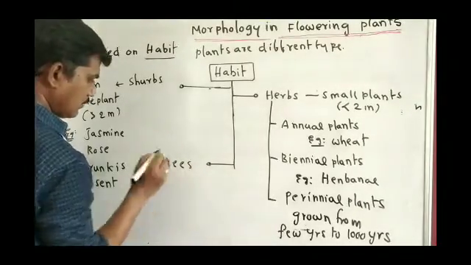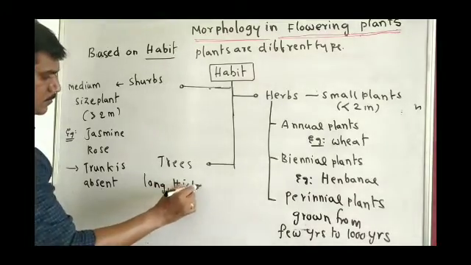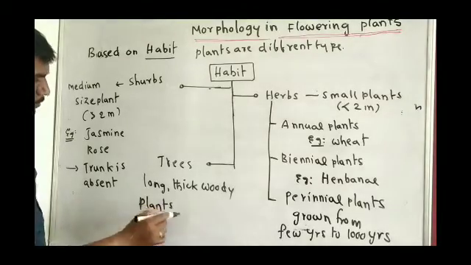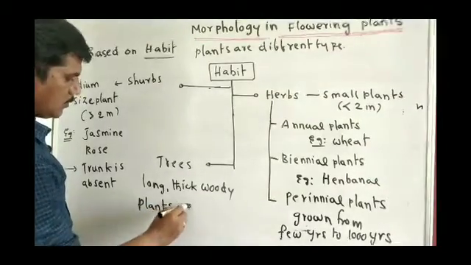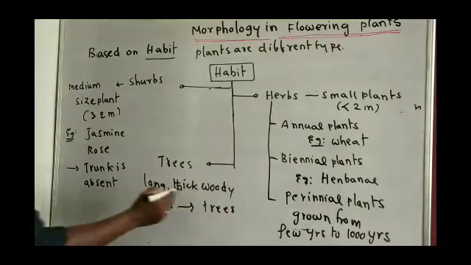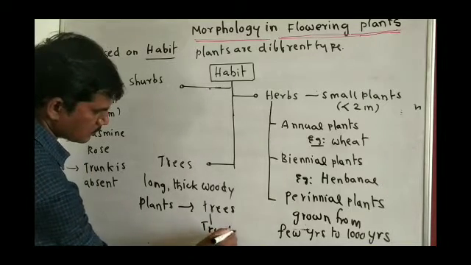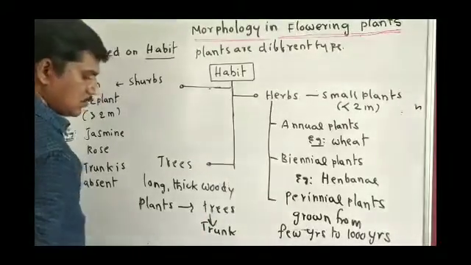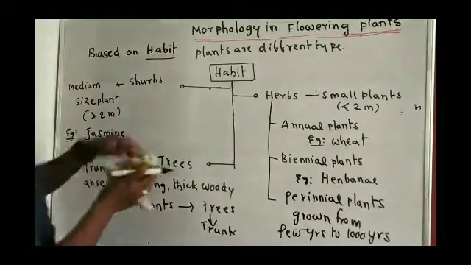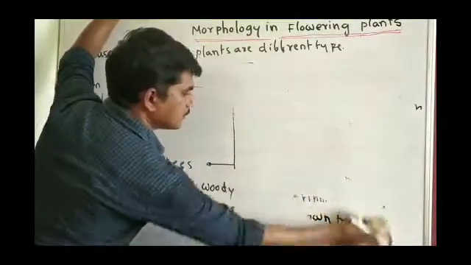Trees, when coming to the trees, very important. Long, thick, woody plants are called trees. Trees consist of a long, thick, woody part we call the trunk. The trunk is either in branched form or unbranched form. Now come to the next one. Continuation point about the trees.